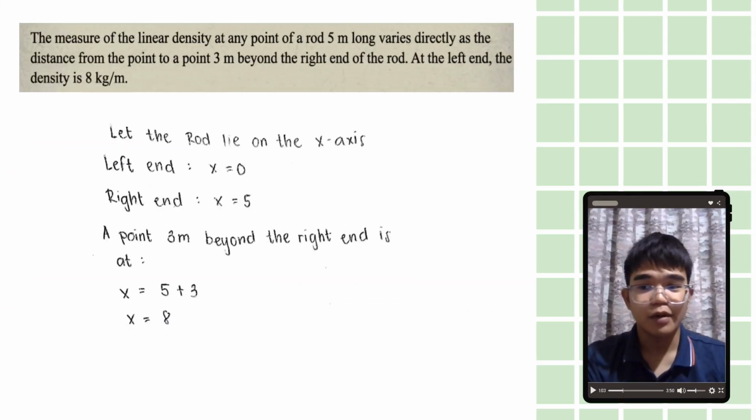In this problem, we let the rod lie on the x-axis. So the left end is x equals 0 and the right end is x equals 5. Note that a point 3 meters beyond the right end is equal to 5 plus 3, and that would give us x equals 8.